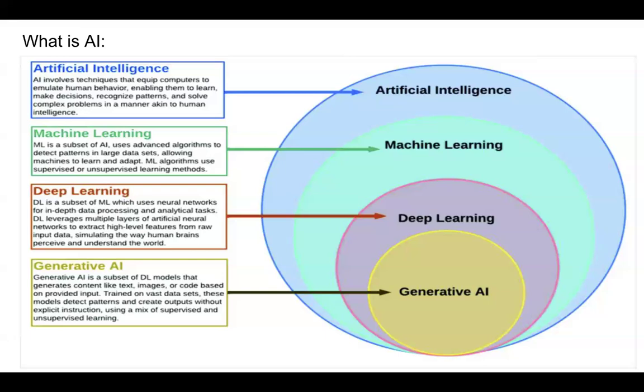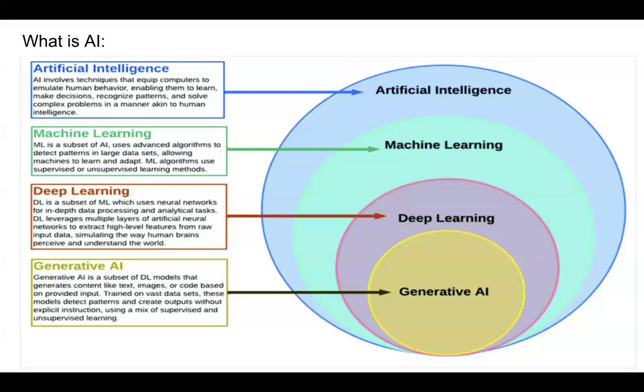So in deep learning, I think you have heard about computer vision, ANN, CNN, RNN: artificial neural network, convolutional neural network, recurrent neural network. The term neural is just like the human brain, where we have neural networks. So in deep learning, we will understand the neural network.